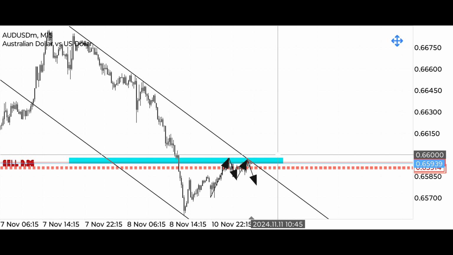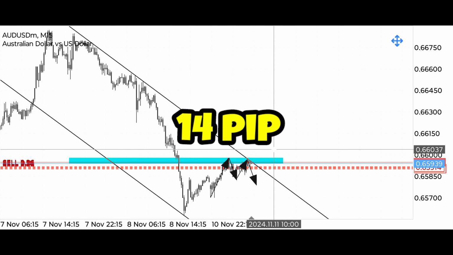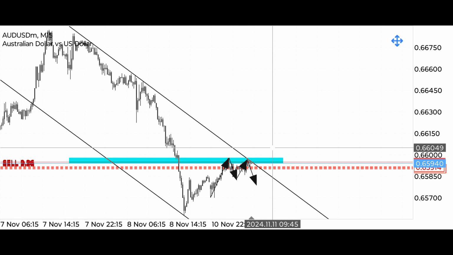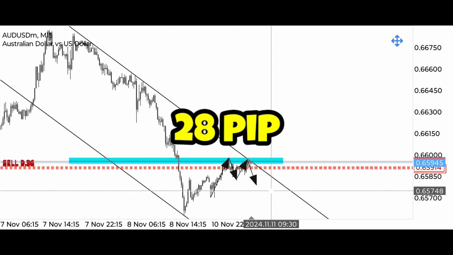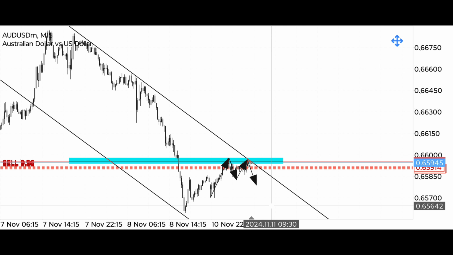Here my stop loss will be 14 pip up, outside the downtrend channel and above the strong reversal level. If the market moves up by breaking the trend line and strong level, then our stop loss will be hit easily. And the target point will be 28 pip below, where the market has a strong support level. The market had previously reversed upwards around this level.